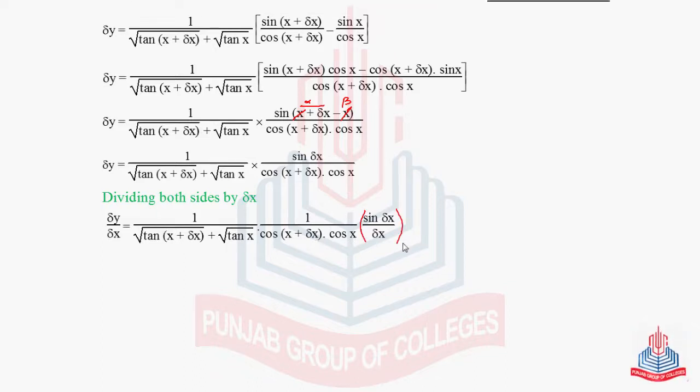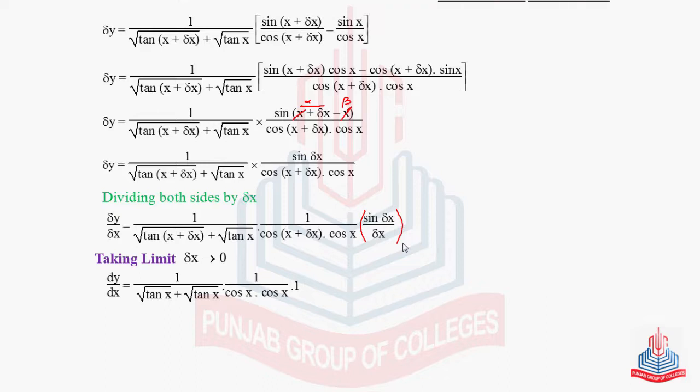Taking the limit delta x approaches 0 on both sides, the left hand side will become dy by dx, and on the right hand side this delta x will become 0. We have 1 over square root tan x plus square root of tan x, and when the limit is applied on this part, this delta x will become 0. We have cos x into cos of x, and when we apply the limit delta x approaches 0, sine of delta x divided by delta x will become actually 1. So this is 1 by using this theorem.